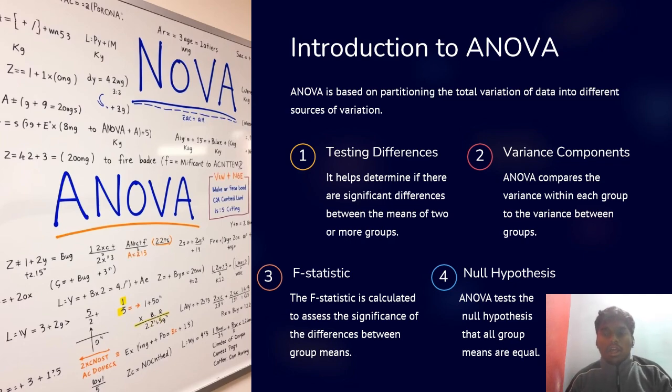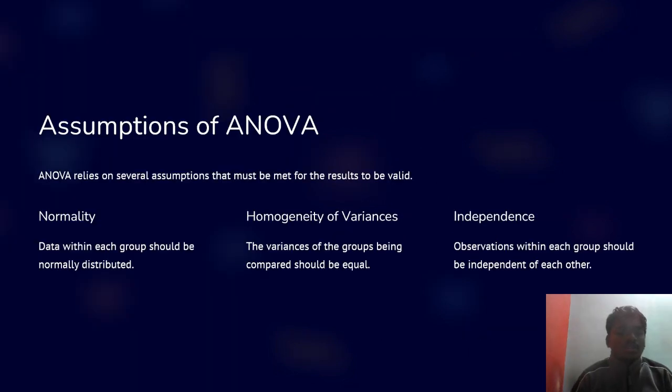Fourth, null hypothesis. ANOVA tests the null hypothesis that all group means are equal. Assumptions of ANOVA. ANOVA relies on several assumptions that must be met for the results to be valid.